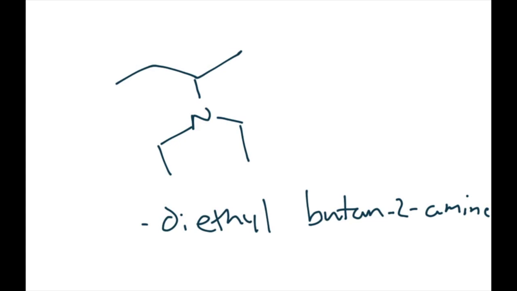We still have the same numbering rules that we would have with any other di-substituted compound, right? I have to have two numbers because I have two substituents. In this case, it's N,N because they both come off of the nitrogen. So it's N,N-diethylbutane-2-amine.